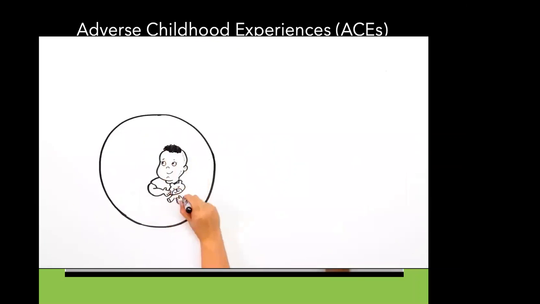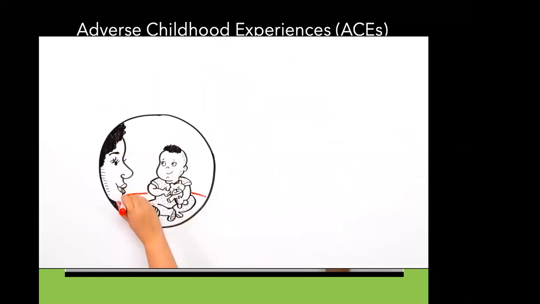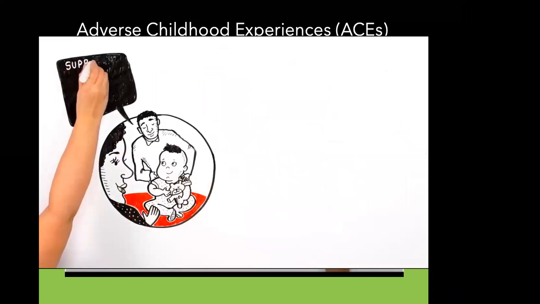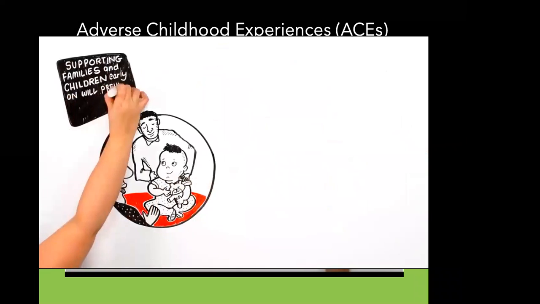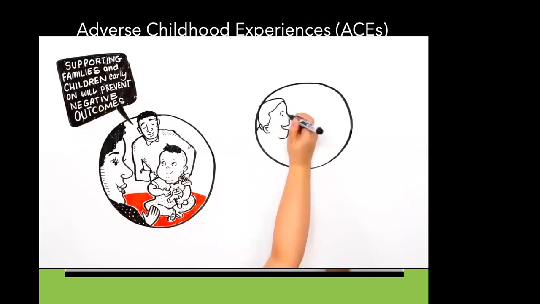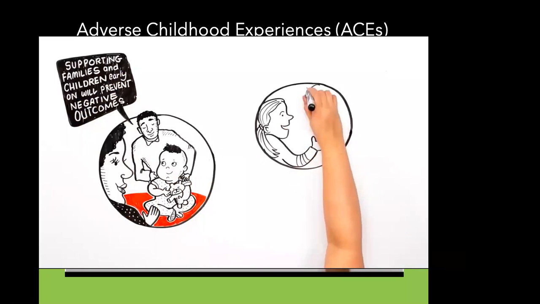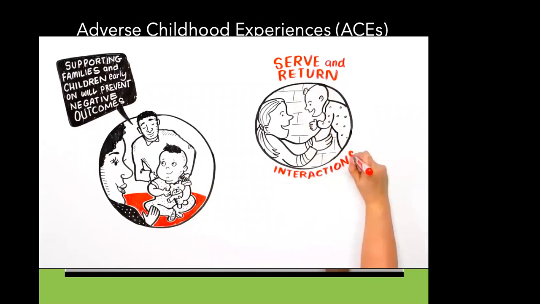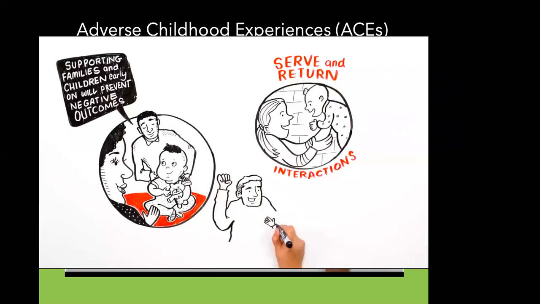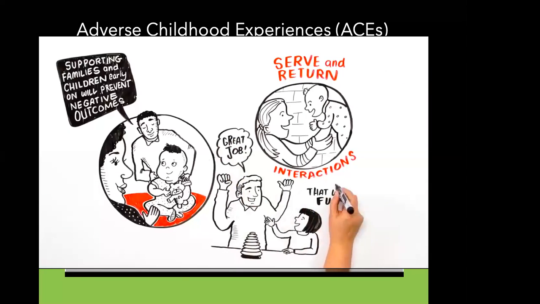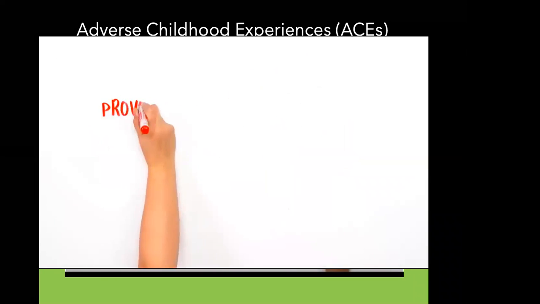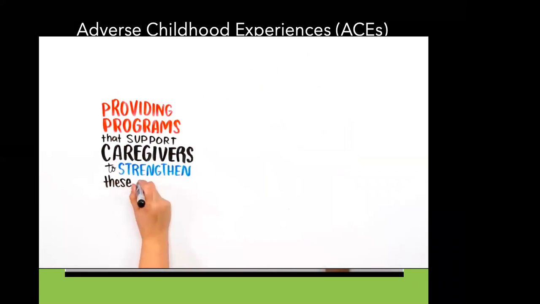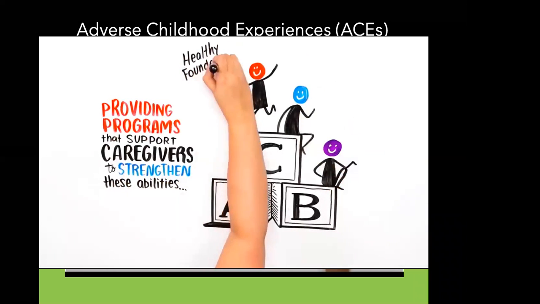The good news is that positive, supportive relationships at any stage in life can make a difference. However, supporting families and children early on will help prevent many of these negative outcomes. One of the key ingredients for healthy development is having warm, loving, and actively engaged caregivers. This involves promoting serve and return interactions, where caregivers actively and warmly engage with the child, making eye contact, responding to sounds, words, gestures, emotional needs, and sharing experiences like reading and play. Providing programs that support caregivers to strengthen these abilities are the blocks that build healthy foundations for life.